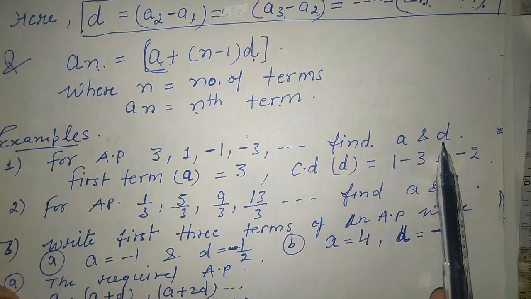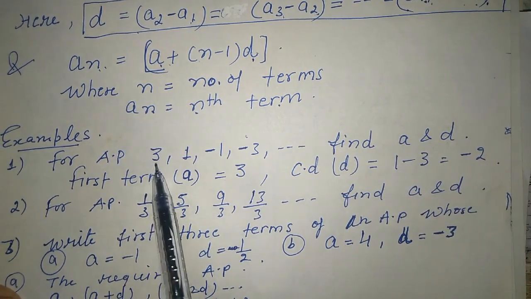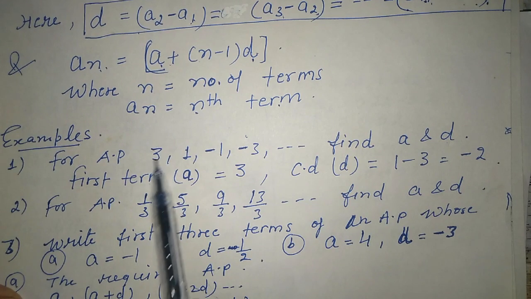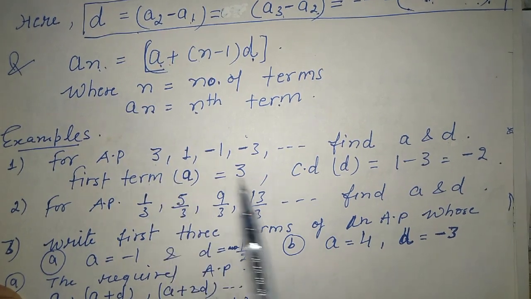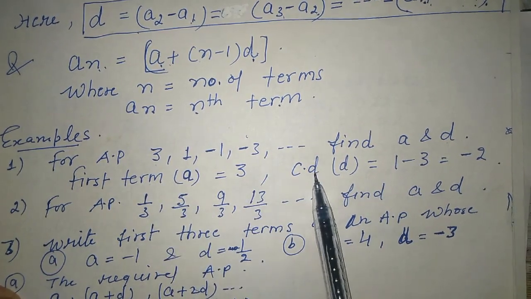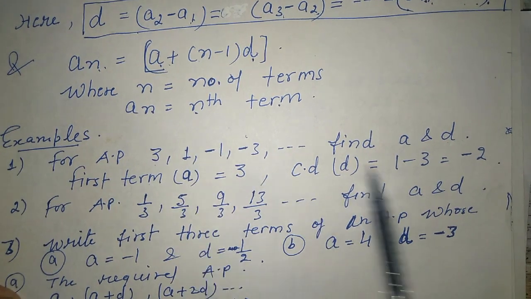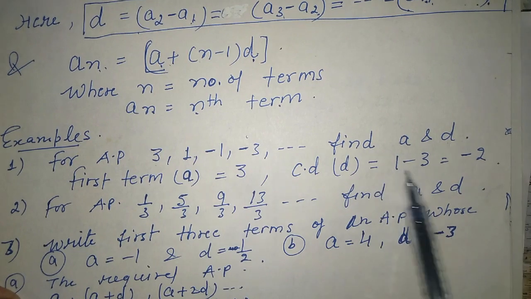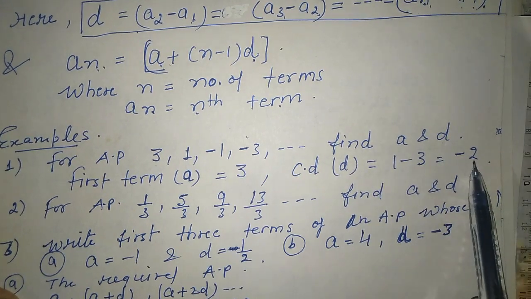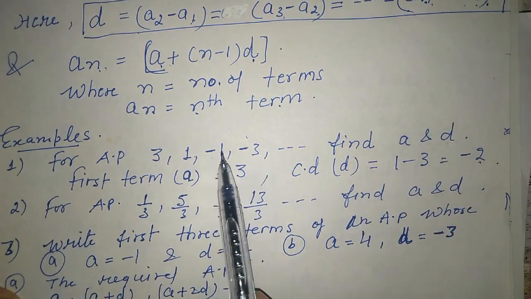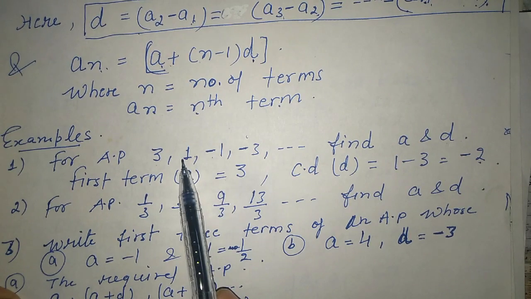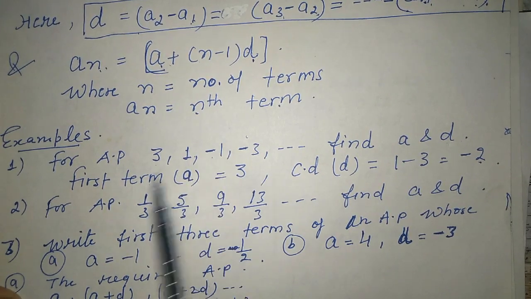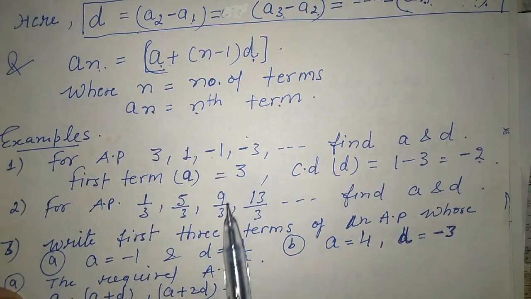First term and the common difference. So first term is what? The very first term which is written here in the AP, that is A. A is equal to 3. This is the first term. Common difference we can get by subtracting first term from the second term. That is 1 minus 3 is equal to minus 2. If you want to verify, third term minus second term will again get minus 2. So this is the first term and the common difference.